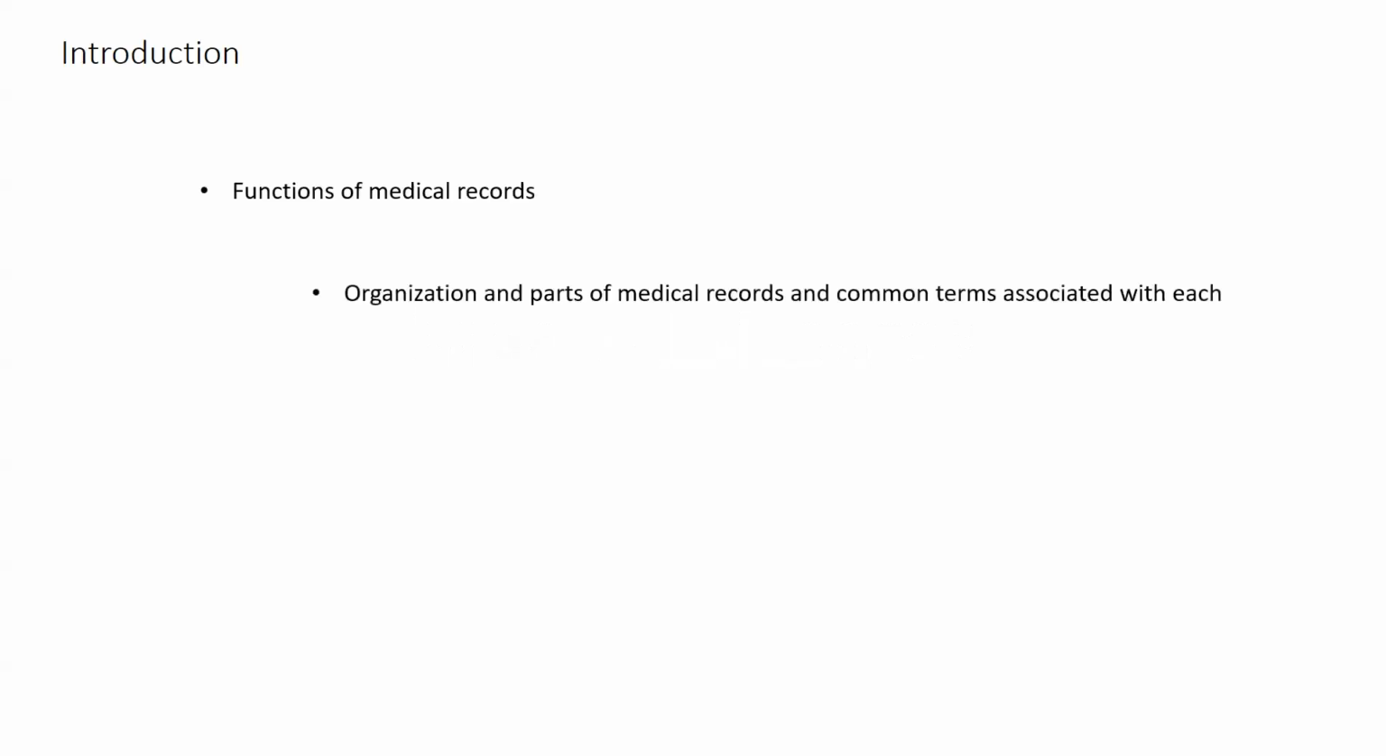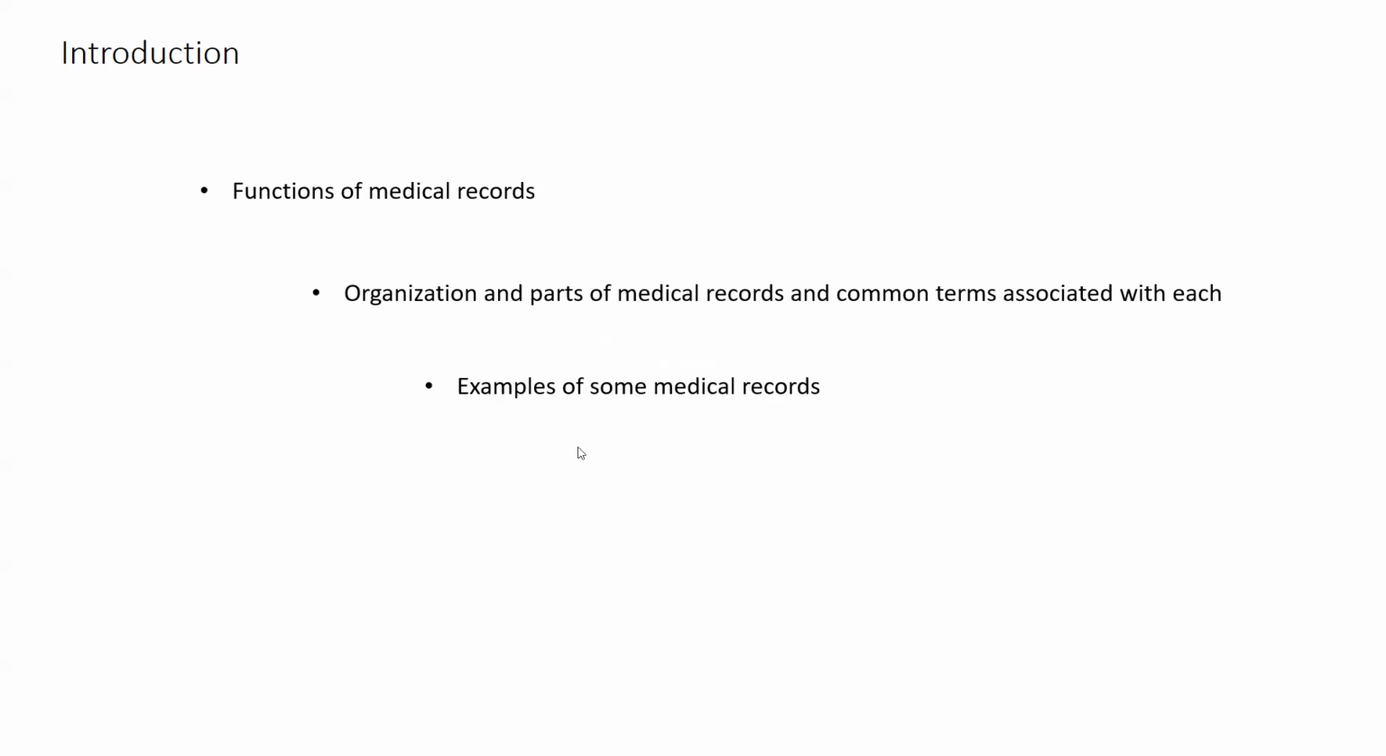Chapter 2 is all about medical records, and the reason that this is important is that this is how your textbook is organized. Each different chapter about each different body system will have terms that relate to specific sections of medical records. So in this video, I'm going to talk about the functions of medical records, the organizations and the parts of medical records, and the common terms associated with each one of those parts. And then at the very end, I'll just show you quickly a couple examples of medical records.